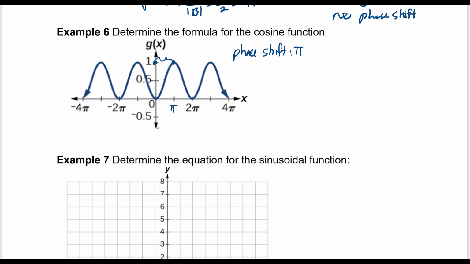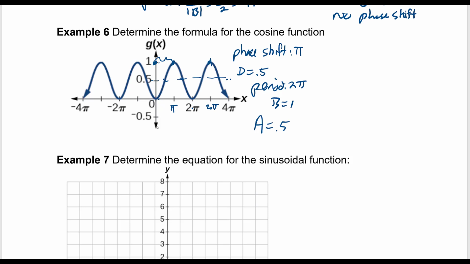Oh, the midline is at 0.5 instead of at 0. So D must be 0.5. Let's see here. I'm looking at one full cycle going from pi to 3 pi. So the period is 2 pi, so B must be 1. And our amplitude, notice it goes from 0 to 1. Normally it goes from -1 to 1, so our amplitude is half what it would normally be, so A must be 0.5.